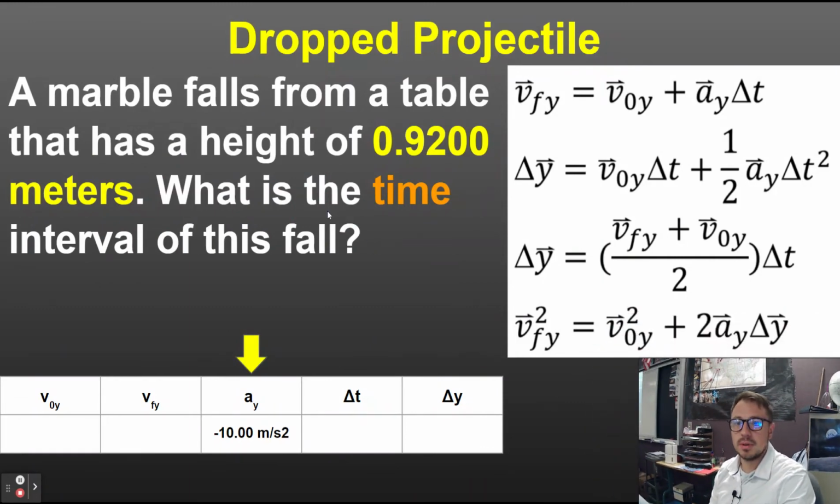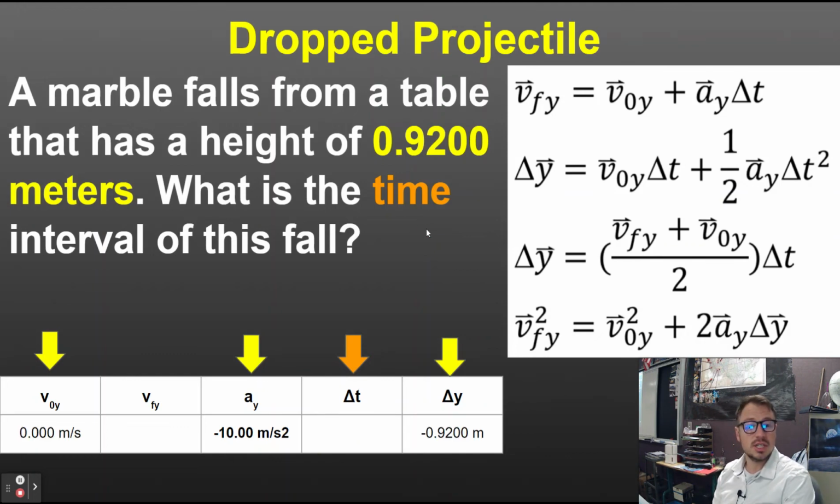A marble falls from a table that has a height of 0.92. We have to convert it to meters. What is the time interval for this fall? So I'm looking for the time interval. I know the displacement and I know the initial velocity if I dropped it straight down.